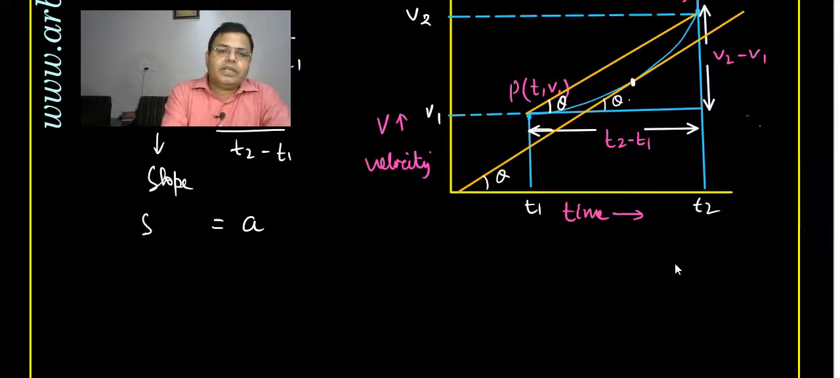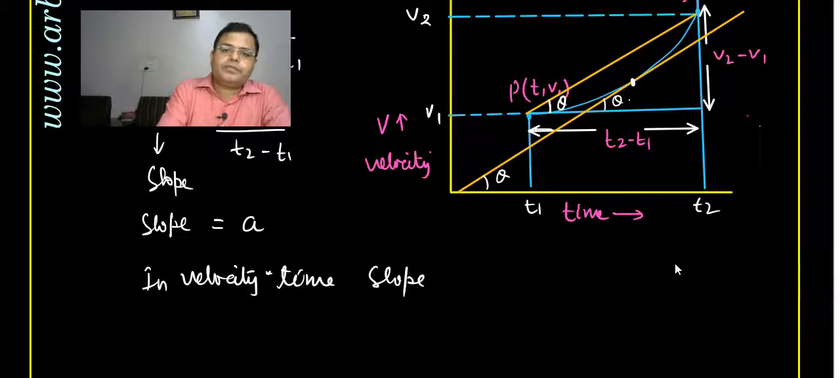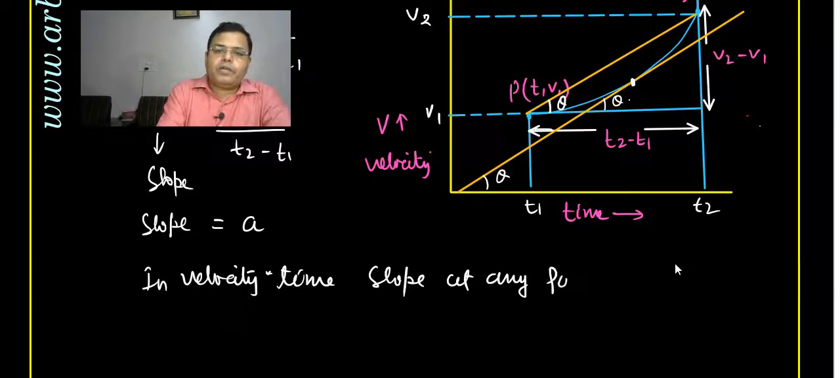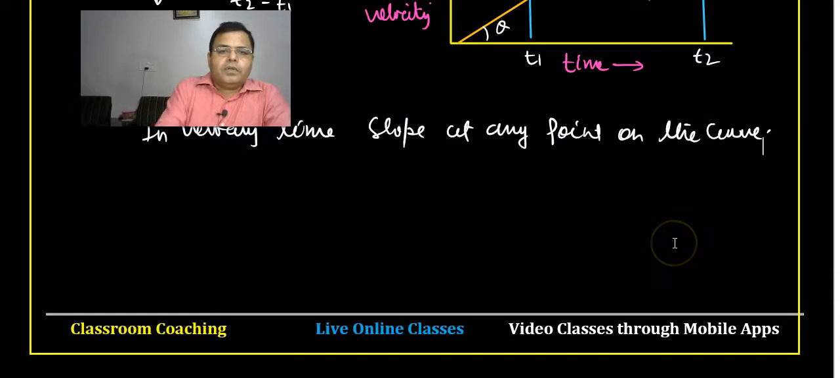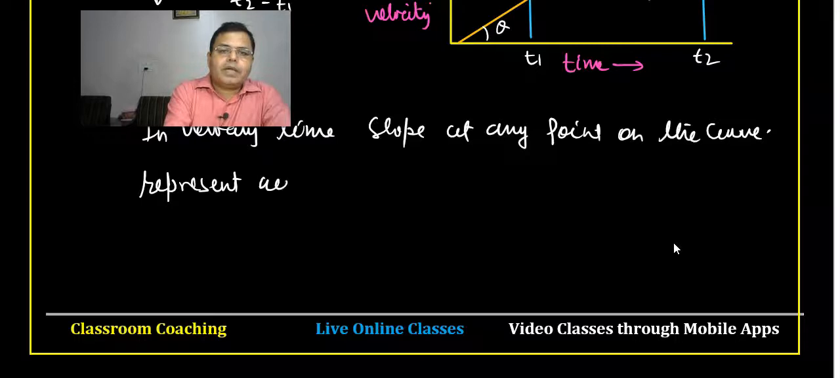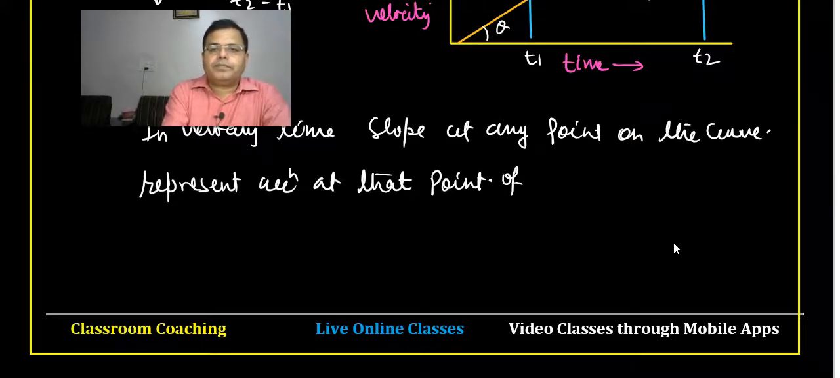So in a velocity time graph, the slope at any point on the curve represents the acceleration at that point of time.